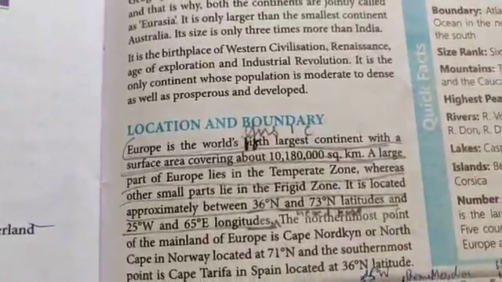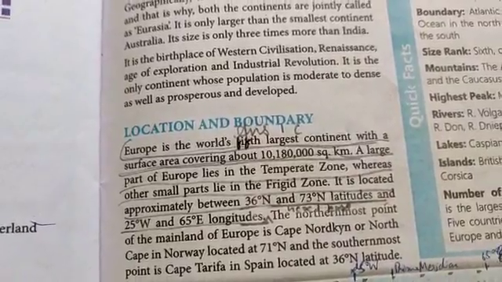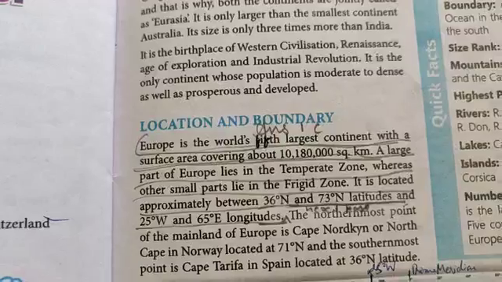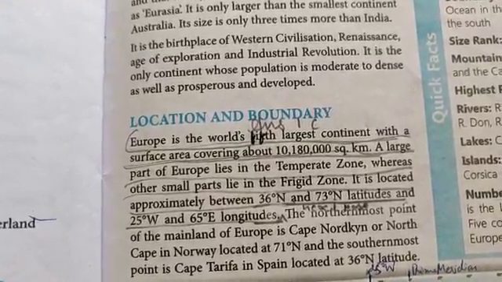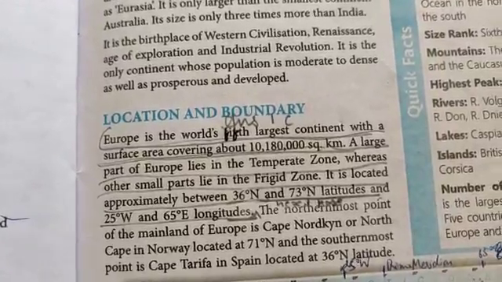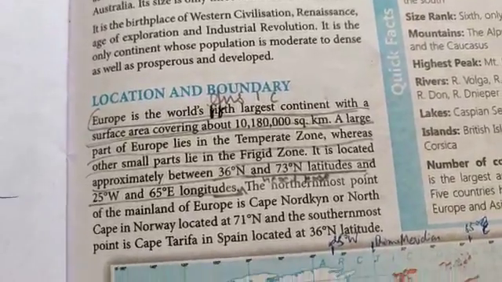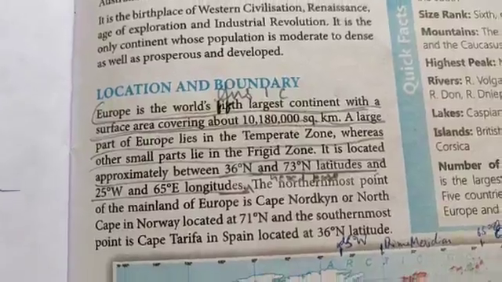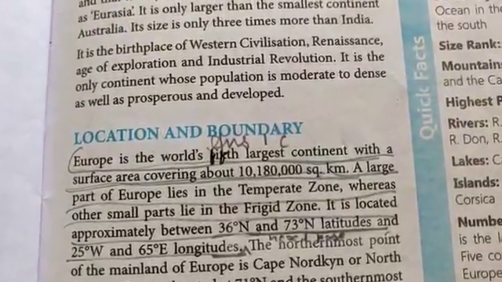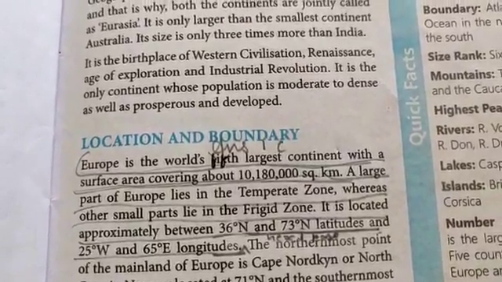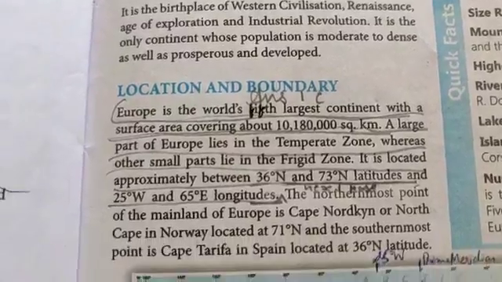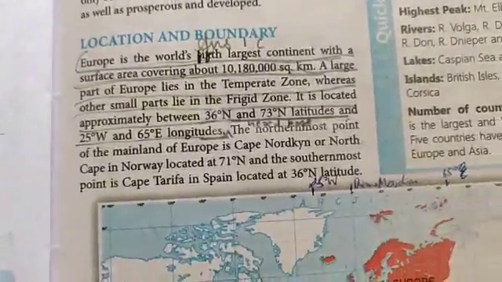Now, yes, it is given over here: Renaissance, Age of Exploration and Industrial Revolution. It is the only continent whose population is moderate to dense as well as prosperous and developed. So, that's a huge thing, that mostly the entire population of Europe is quite well developed and moderate, prosperous. Now, location and boundary.